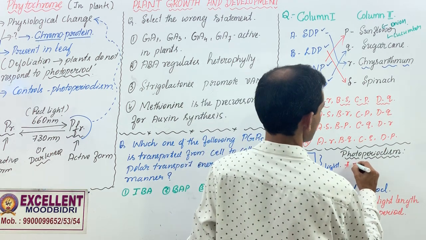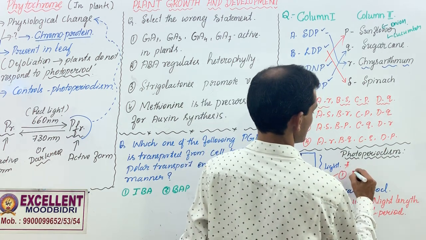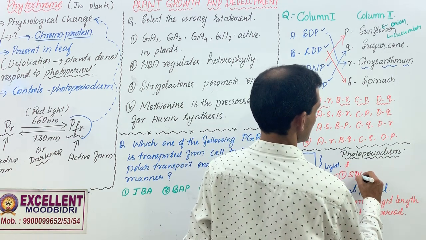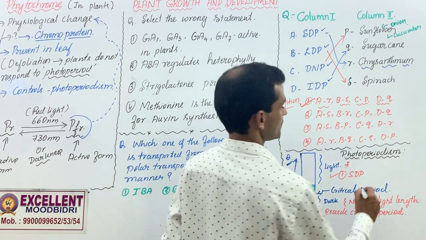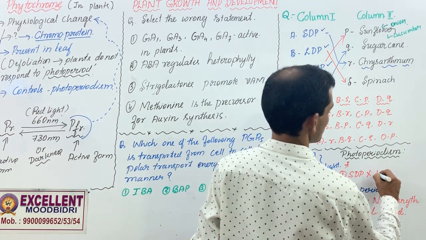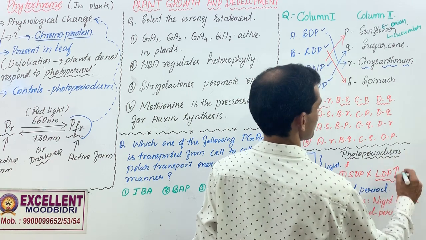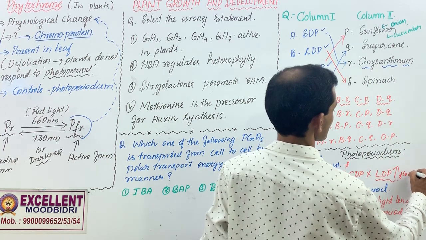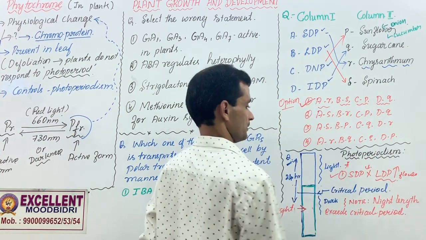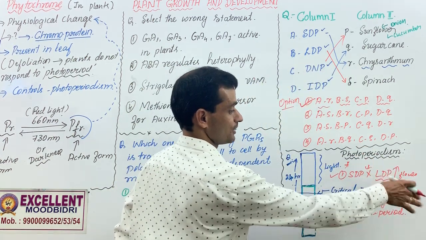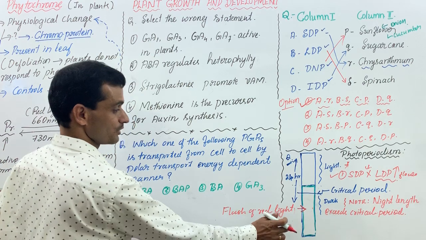Means here the correct answer is this. SDP. Short day plant does not produce flower, but long day plant, if you assume this situation for long day plant, it may produce flower. Here no flower. You can eliminate any other options. Very important question.